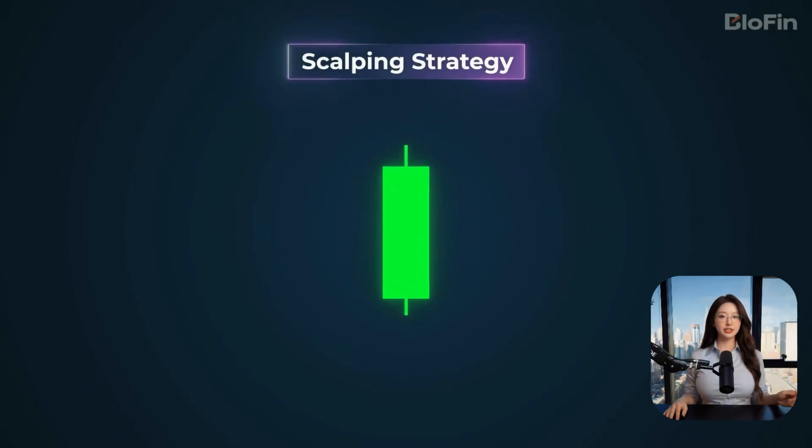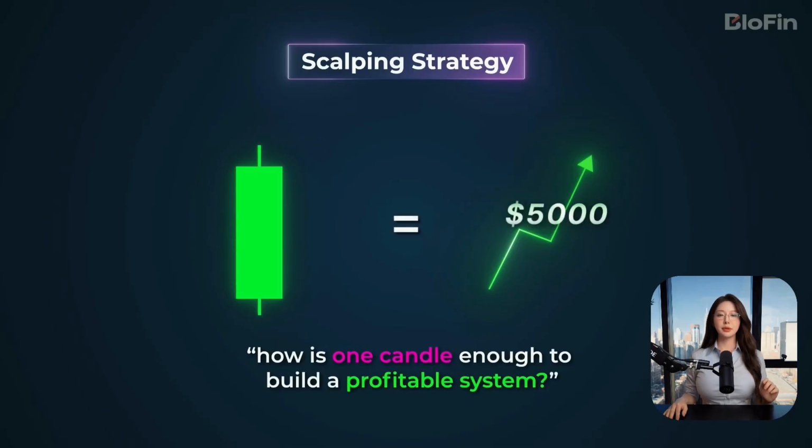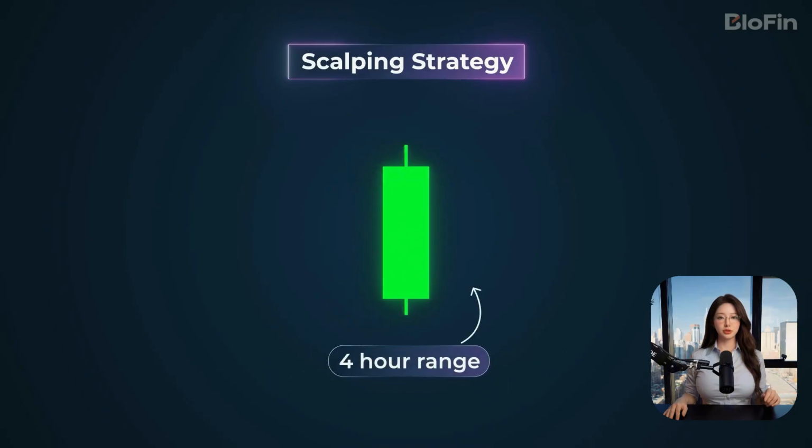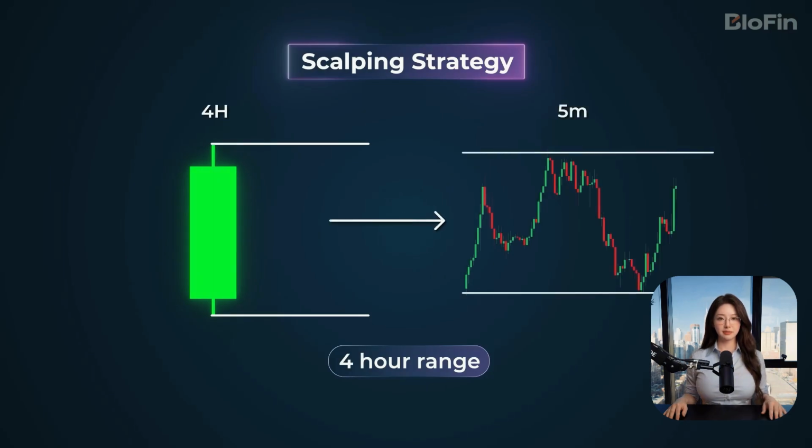The only thing you need is one candle. Now, you might be wondering, how is one candle enough to build a profitable system? Well, we're not just using any candle. We're using what's called the 4-hour range, which is simply the range between the high and low of the first 4-hour candle that forms during the day. So the way this system works is when we're scalping on a lower time frame, like the 5-minute chart, we can actually use that 4-hour candle's range to find potential entry points throughout the day.